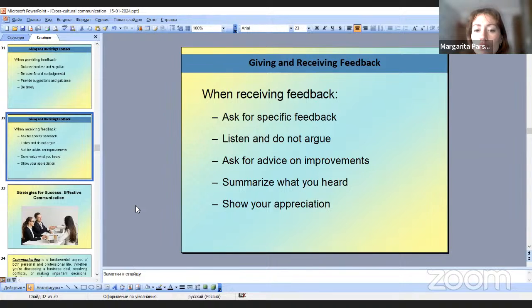Then summarizing. When you're analyzing the whole information, of course, you're summarizing what you have heard from every person. And it can be not only you summarizing. In conclusion, we can repeat the whole information which we have gathered, and then summarize together with every person in this communication process. Showing appreciation: appreciation and respect to each other.